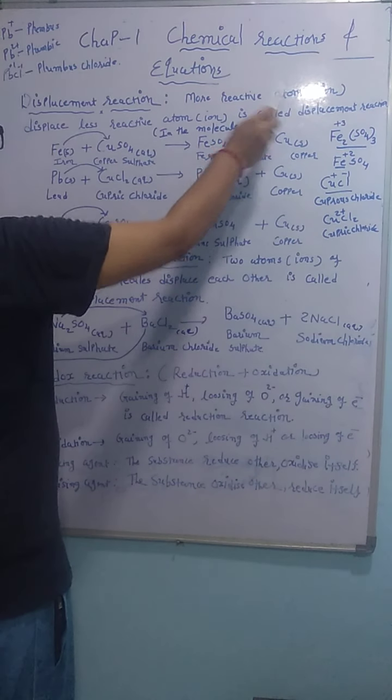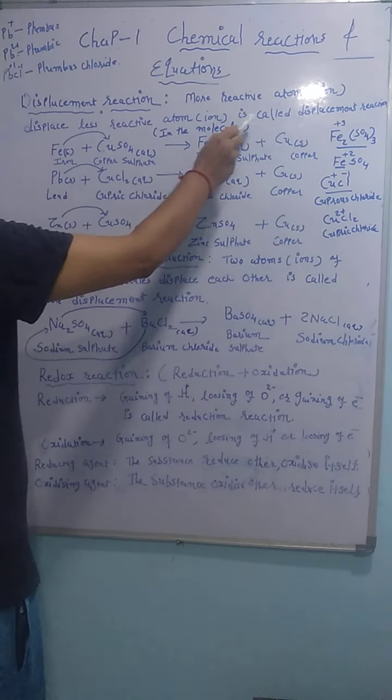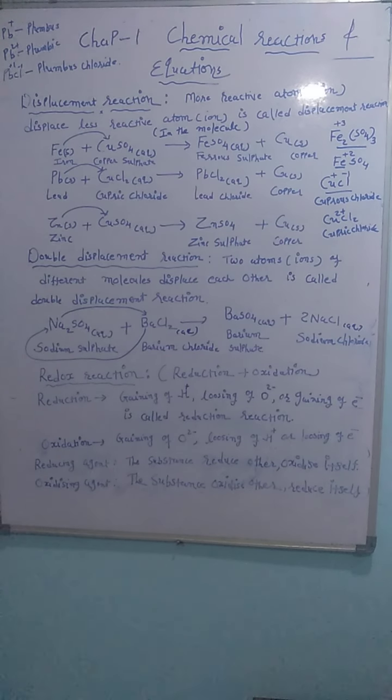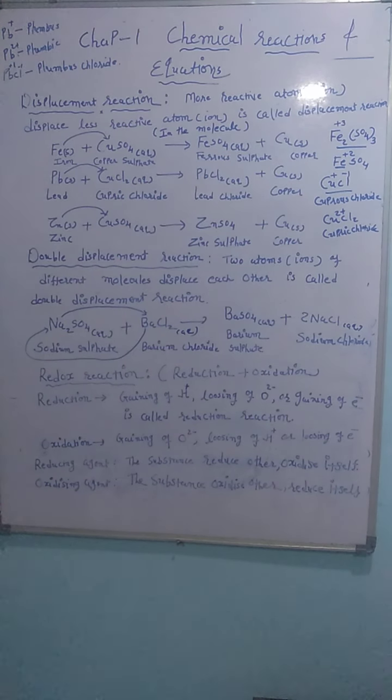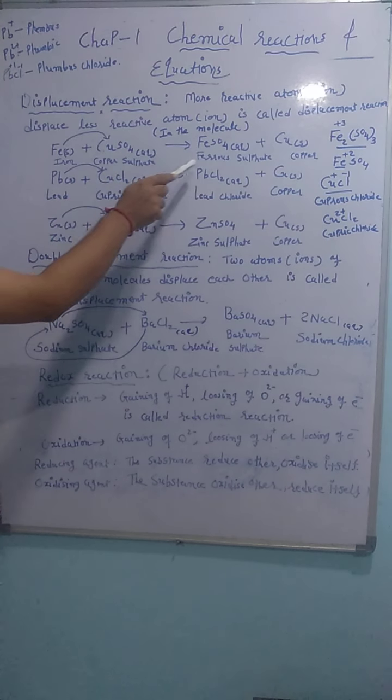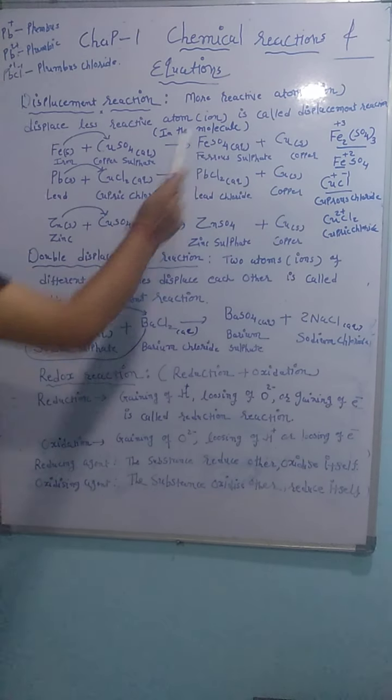A more reactive atom displacing a less reactive atom is called the displacement reaction. Okay, Fe is more powerful than copper, so Fe displaces copper. We get FeSO4 plus copper. 1 mole of Fe reacts with 1 mole of copper sulfate, gives 1 mole of ferrous sulfate plus copper.